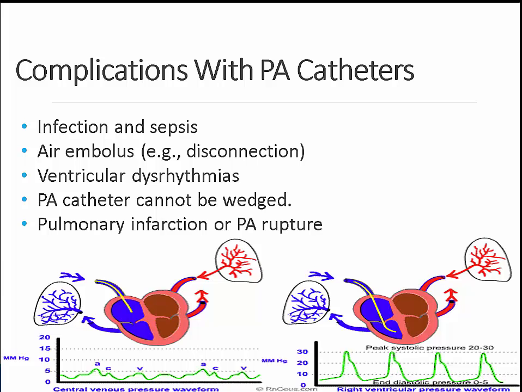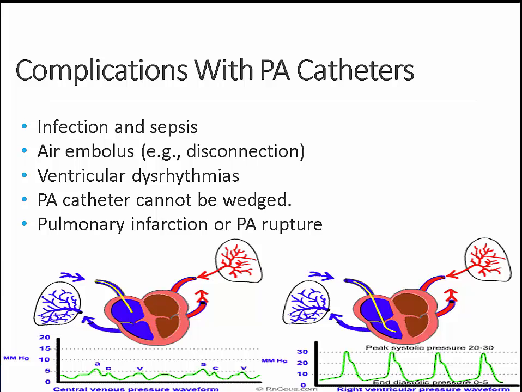During a PA catheter insertion or removal, if the tip migrates back into the PA to the right ventricle, or the PA catheter cannot be wedged, it may need repositioning, but this would be done by a physician. Pulmonary infarction or PA rupture can occur if the balloon ruptures due to overinflation, or prolonged inflation, spontaneous wedging, or a thrombus embolus formation. Each of these can cause pulmonary infarction or a PA rupture.